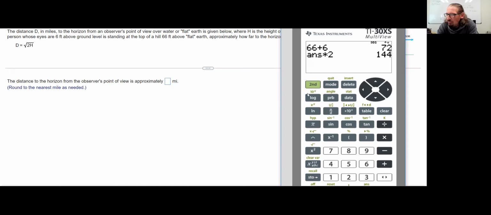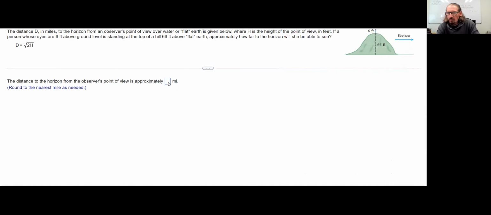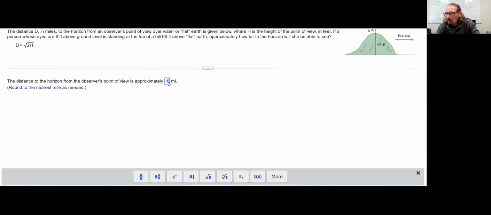And just so that you can see that on the calculator, taking the square root of the answer, I press second and then to the bottom left, which you can't quite see. Getting 12. So they would see 12 miles if they are on a hill that is 66 feet high and their eyes are above the top of the hill by another 6 feet.